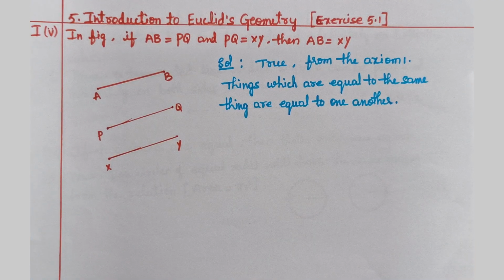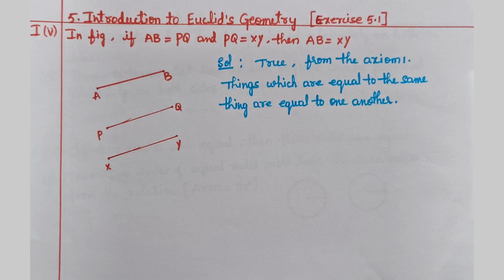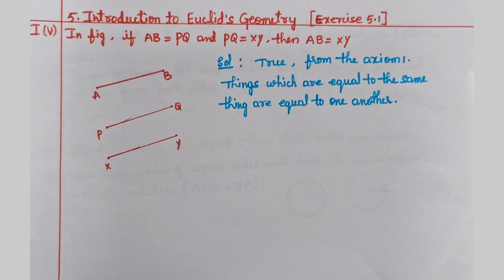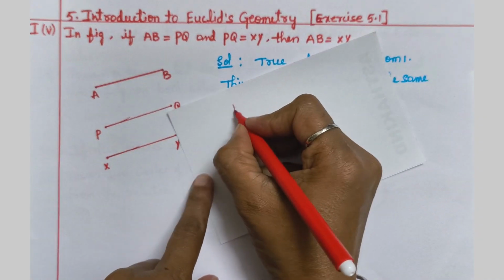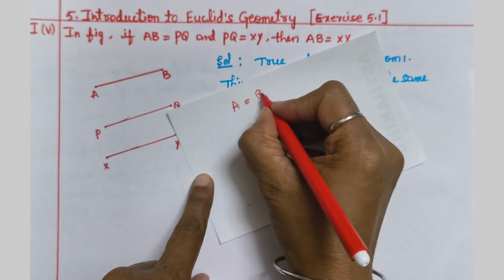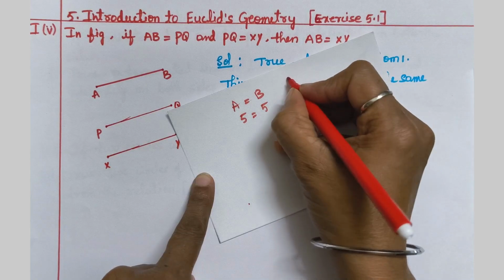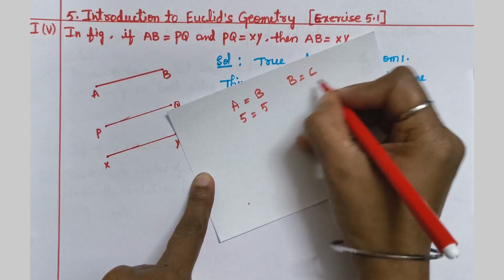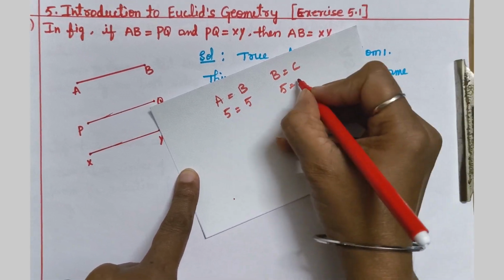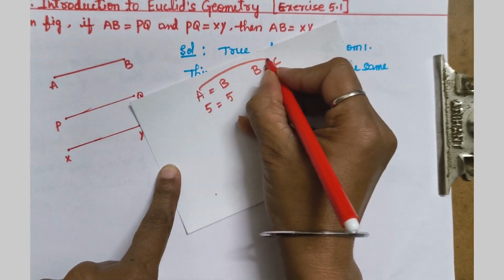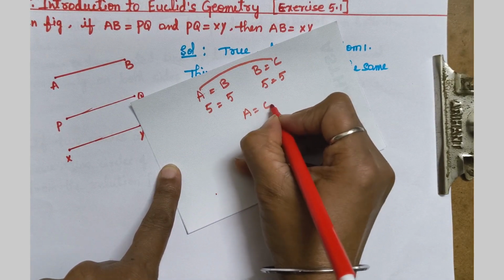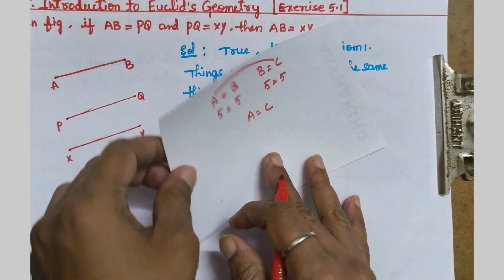So what is Axiom 1? Axiom 1 means things which are equal to the same things are equal to one another. We learned this earlier. If two things are equal, I am taking two equal things A and B. A has 5 rupees, B also has 5 rupees. Again, B and C are both equal amounts. B is 5 rupees means C also 5 rupees. So automatically A equals C. This is Axiom 1.